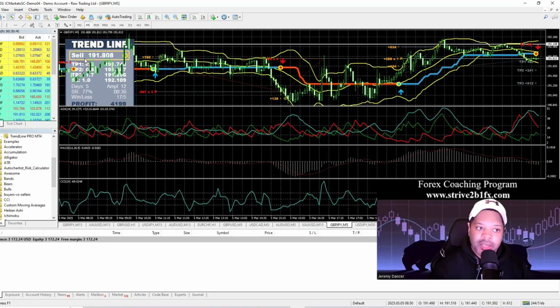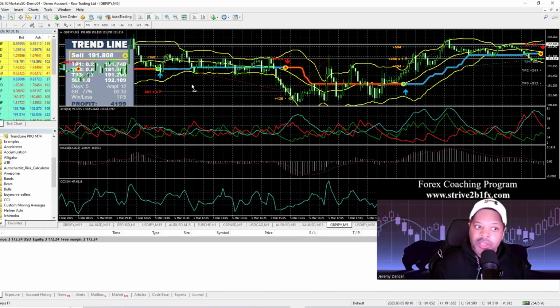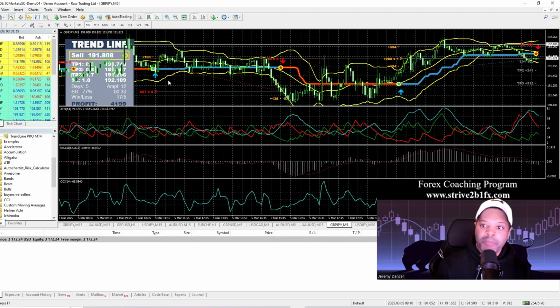So it has a sell at 191.808. So I like to let the price pull back a little bit. So you can see right now, the current price is 191.814, 808 is going back and forth. So I'll try and wait until it goes to like 191.900 or something like that. And this way I can get better entries. I can see here the stop loss is at 192.109. So this really helps me get my take profits and my stop loss together.